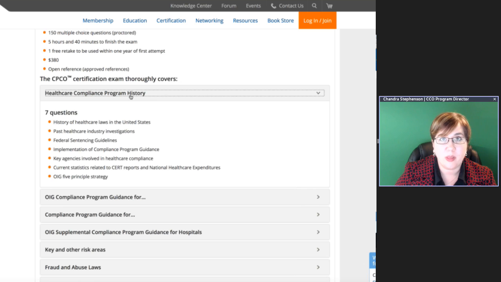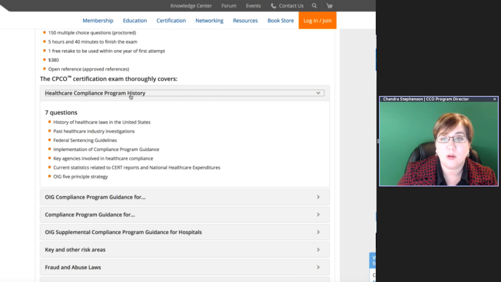The trick with the compliance certification, you are not allowed to take your coding manuals to the CPCO. And that's because they're not going to ask you to code. So they're like, why would we let you bring your coding manuals in? You're not going to be asked to code anything. It is very much from a regulatory and compliance perspective.